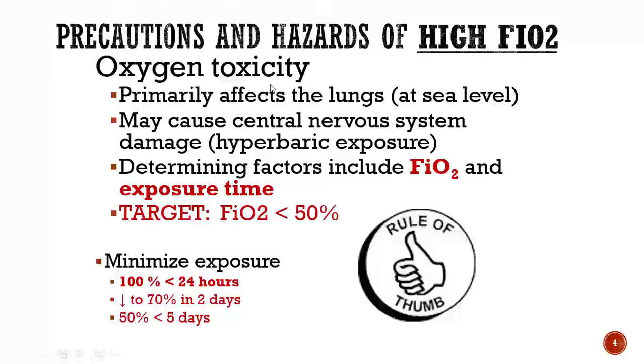So oxygen toxicity: this is caused by a high FiO2, primarily affects the lungs, and can cause central nervous system damage. Determining factors include the FiO2 and the exposure time. Your target is always going to be, if possible, an FiO2 of less than 50%. Kind of the rule of thumb is if they're on 100%, we really try to get that weaned down within 24 hours. If they are on 70%, we try to get that down within 2 days. And then if they're on 50%, we really try to get that weaned down within 5 days. These are kind of the exposure times that we use as a rule of thumb.